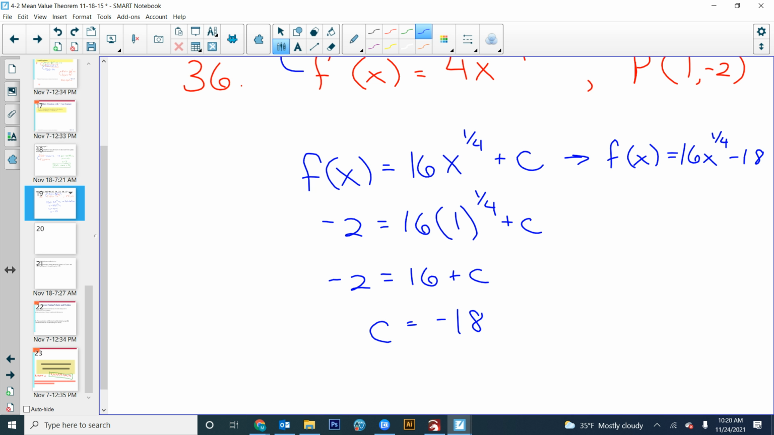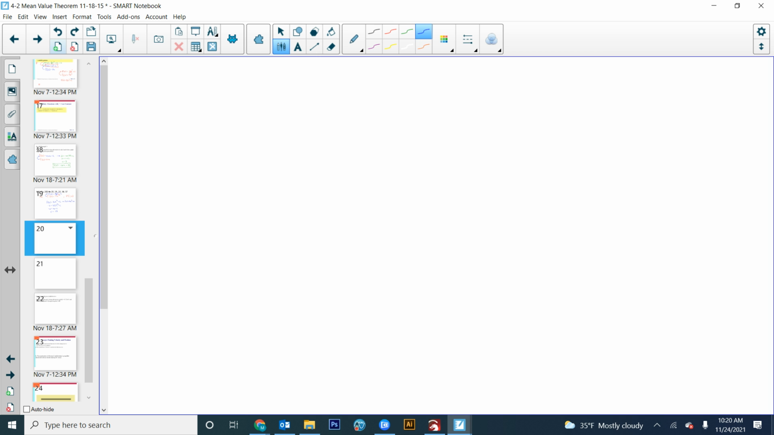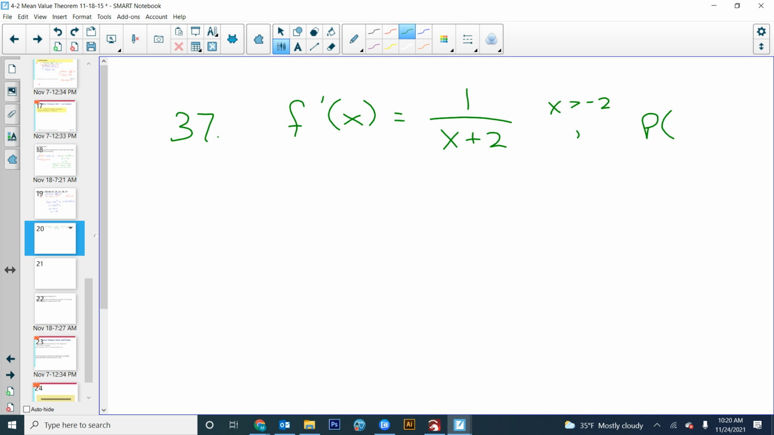Questions on that one? Now on to 37. Are you girls ready for this? Help me out. Lizzie? F prime of x equals 1 over x plus 2, and x is greater than negative 2, and the point is 1 comma 3. Yes.